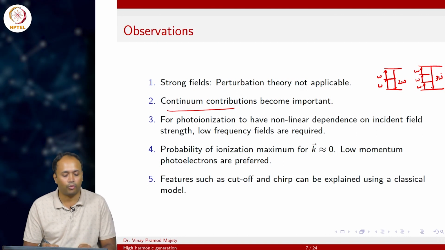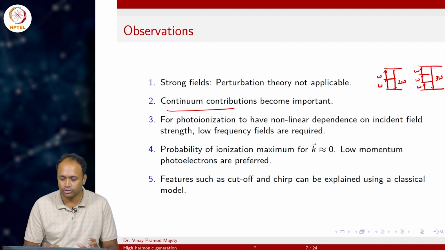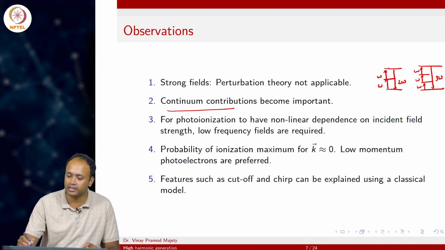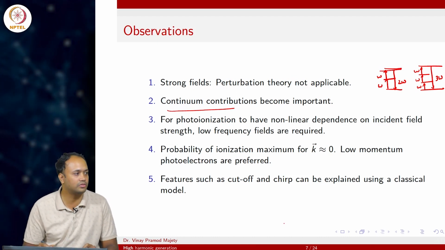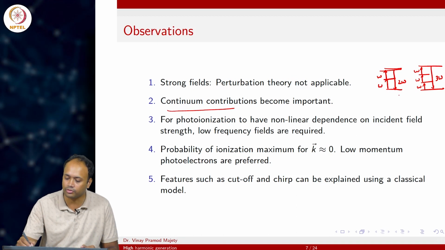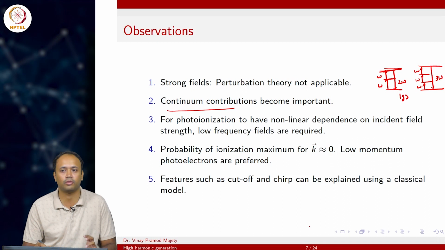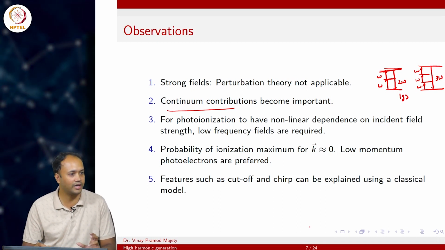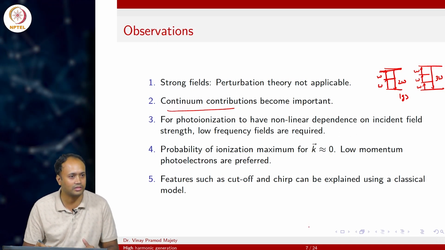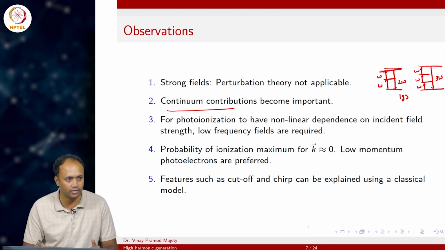So if I want to get high harmonics, I need some nonlinear behavior built into it. Photoionization also needs to do the same thing, except that this final state is not a bound state, but a continuum state. That means that I am photoionizing from a ground state to a continuum state through absorption of multiple photons. I need to build in that nonlinear behavior so that I can get high harmonics. It's just that the bound state has been replaced by a continuum state.